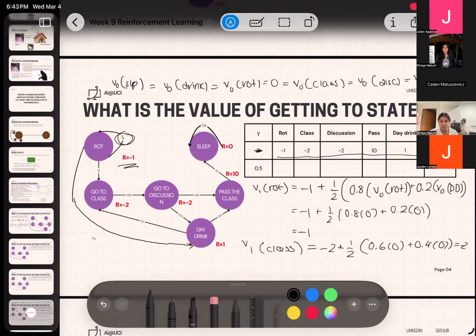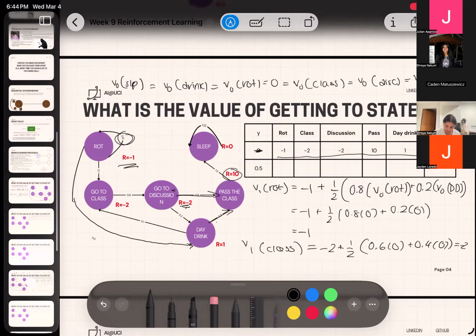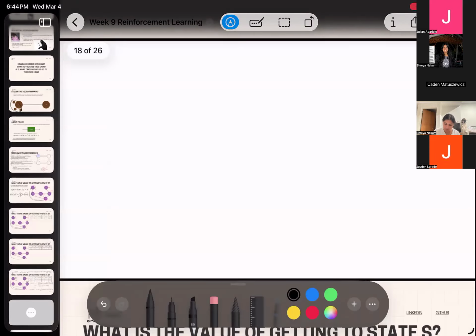So in the first iteration, for example, pass the class is going to have a value of 10 because it has an immediate reward. And go to discussion is going to look bad because it doesn't know yet that pass the class is nearby. So even though pass the class has a reward of 10, this one's -2, and if we were to go to a discussion, we could easily just go to pass the class. Same thing with day drinking. This is just an immediate way we can get to our final goal. But at this iteration of the equation, we don't know that yet. So let's do the second iteration. Can I insert a blank page? There we go.